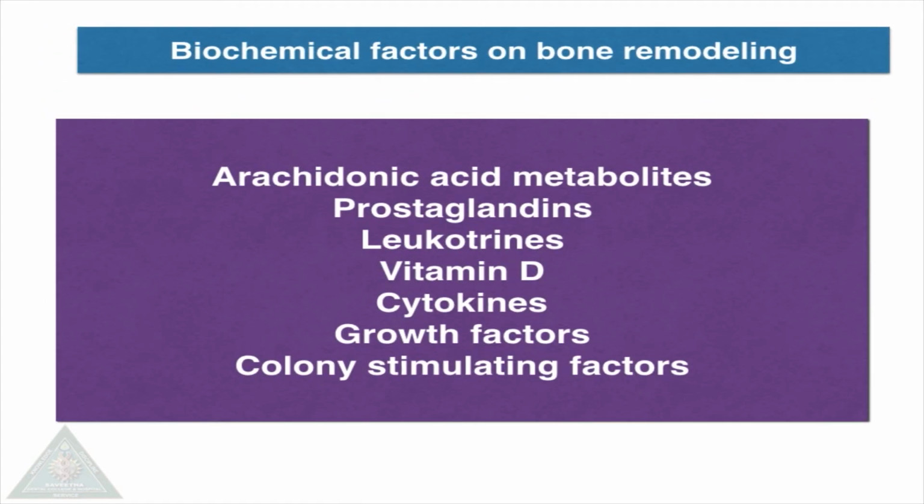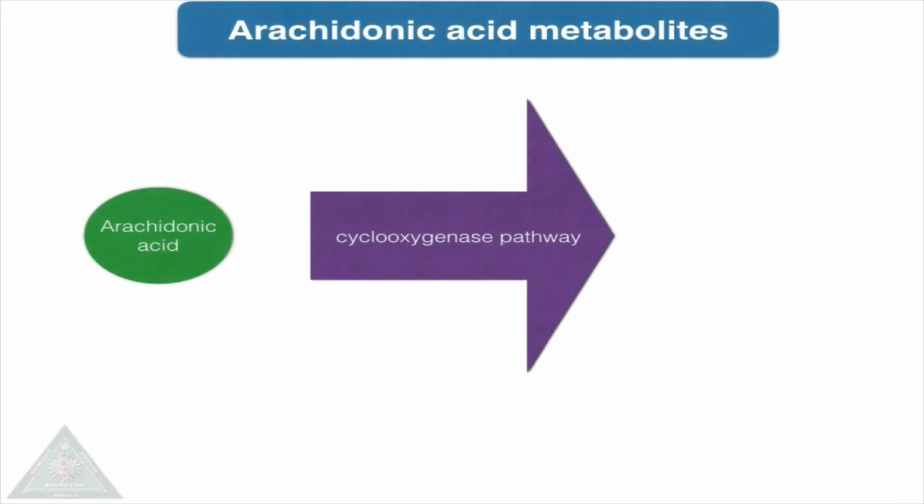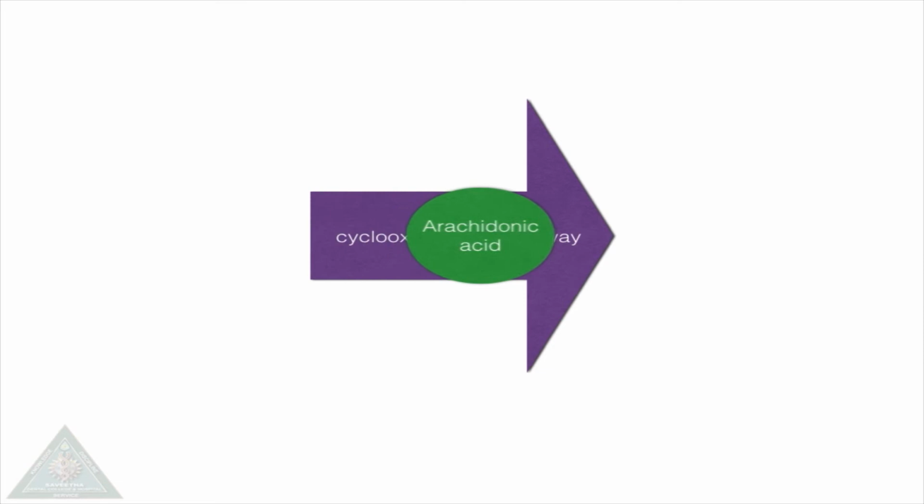Biochemical factors in bone remodeling. Arachidonic acid metabolites, prostaglandins, leukotrienes, vitamin D, cytokines, growth factors, and colony stimulating factors are some of the factors that are involved in bone remodeling. Arachidonic acid metabolites. Arachidonic acid passes through the cyclooxygenase pathway to give two main metabolites, which are namely prostaglandins and thromboxanes.